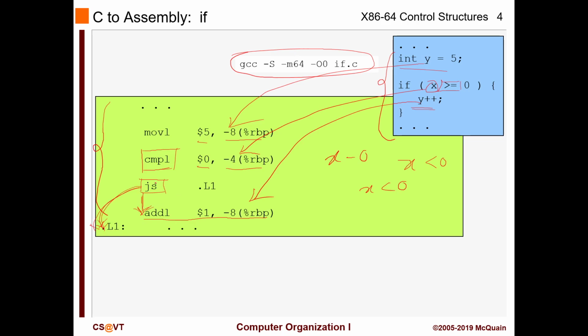Otherwise it goes here. The thing about jump statements is, if the condition is true, like in this case we are doing JS, right? If this comparison yields something that is negative, only then is the jump going to execute. Otherwise it's just going to go to the next line. And then it goes to the label that is specified over here. So L1 is here, so the jump is basically jumping there. I hope that makes sense.